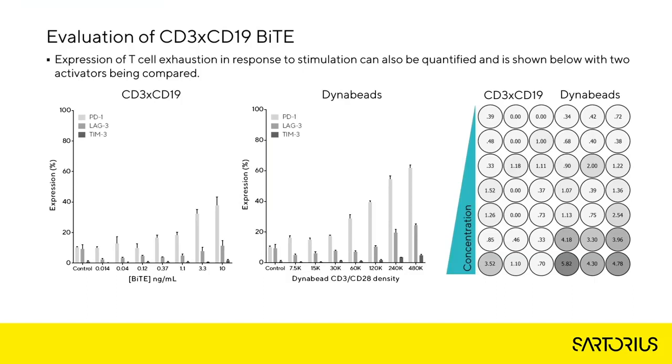When looking overall at the levels of exhaustion markers, one might assume that because the exhaustion levels are higher in the Dynabead wells, that more killing will have occurred here.